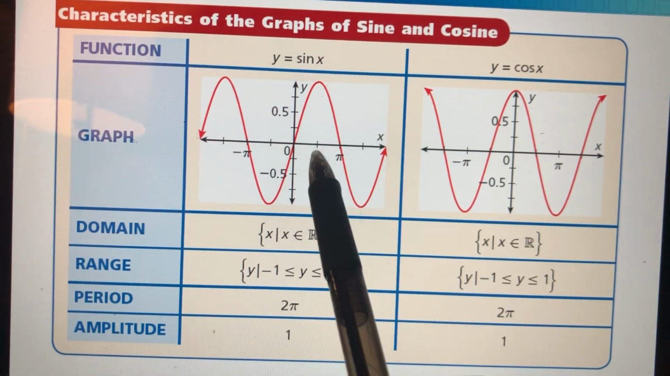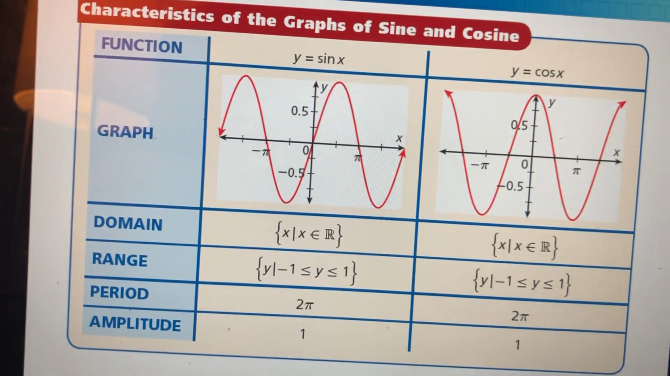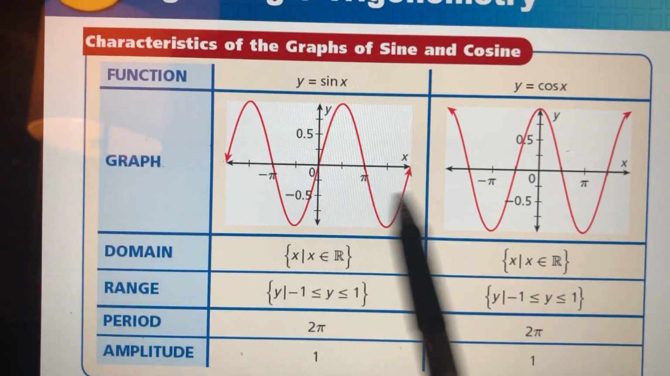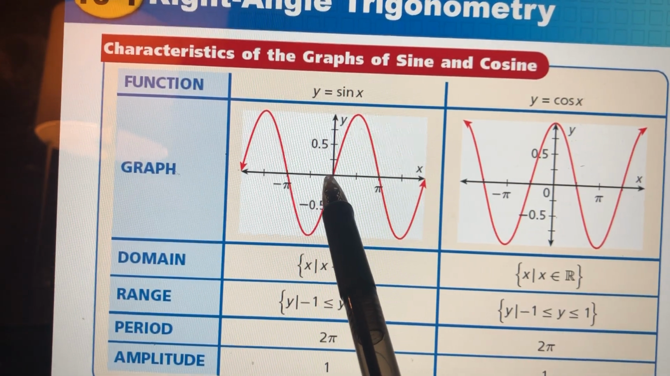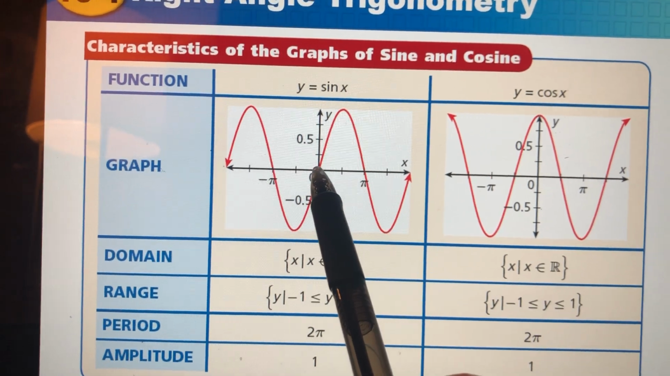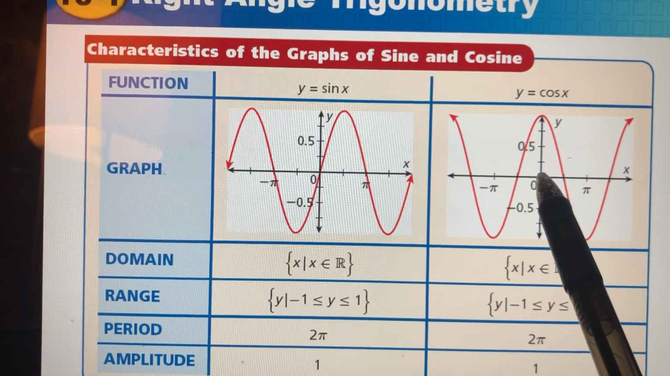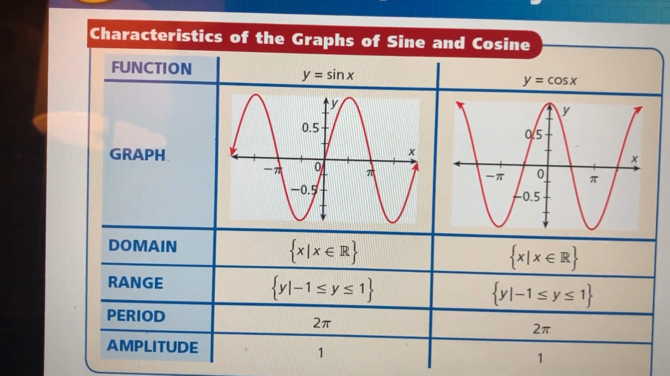The difference: they look very similar. They're both just kind of like squigglies, okay? The main difference, the way you can tell the two apart, is that sine goes through your origin here, okay? And cosine goes around like that. It does not go through your origin here. Okay, so that's how you can tell the main difference.